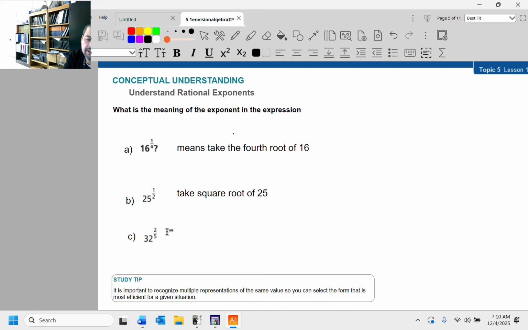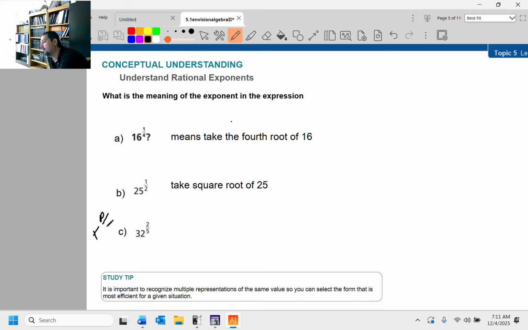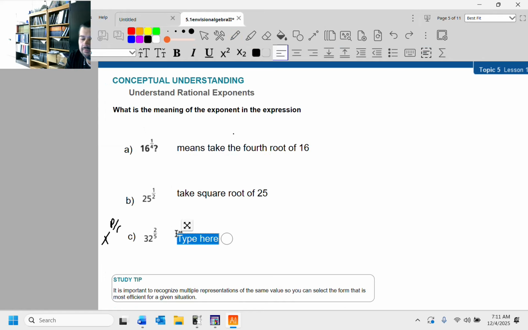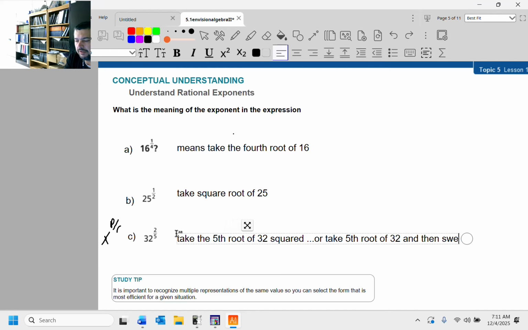And for this one, when I look at C, I'm thinking about this x to the p over r notation, power over root. What it's asking you to do is one of two things, and it just depends on how you want to do the problem. It means take the fifth root of 32 squared, or take the fifth root of 32 and then square. So you really have a choice in how you do it. But the point is the 2 is a square, 5 is a fifth root.